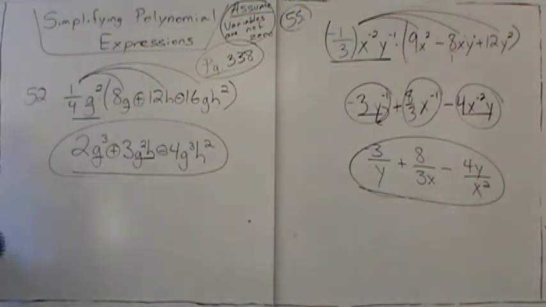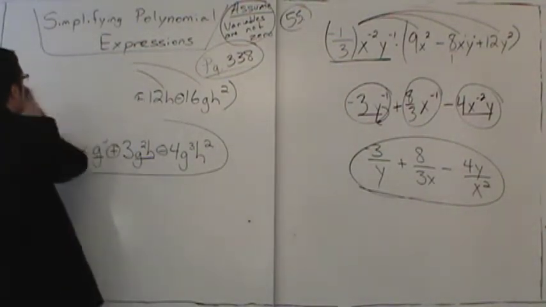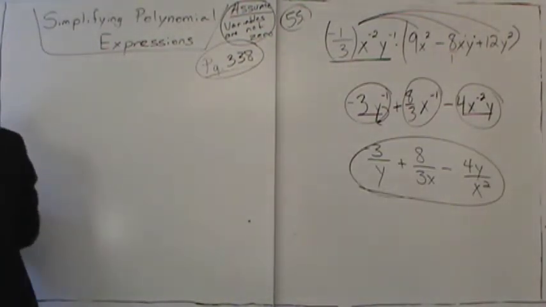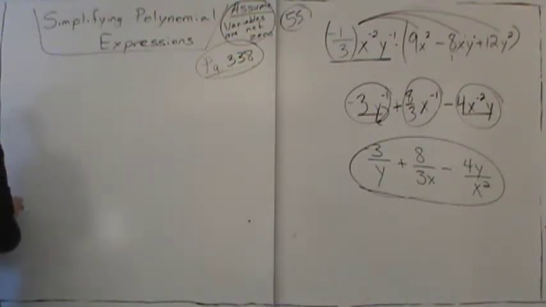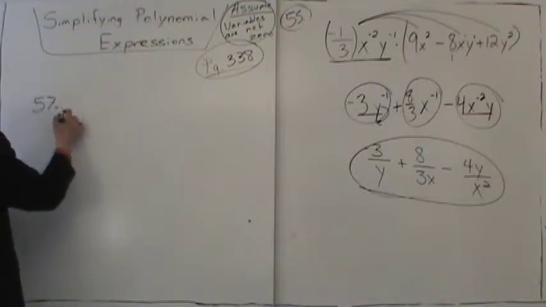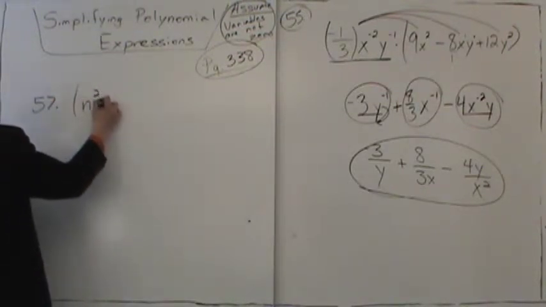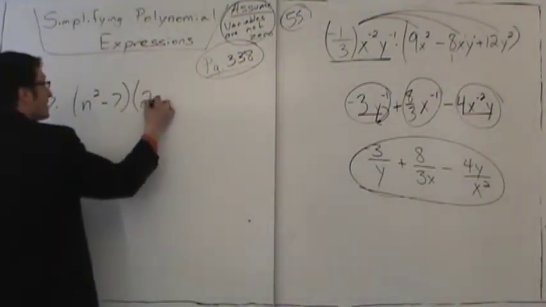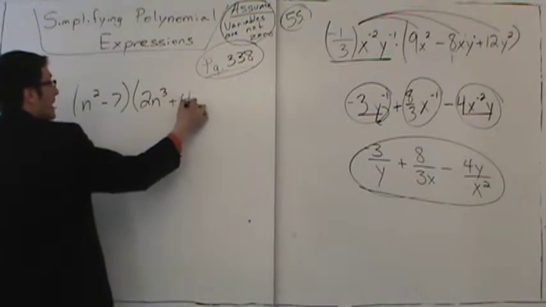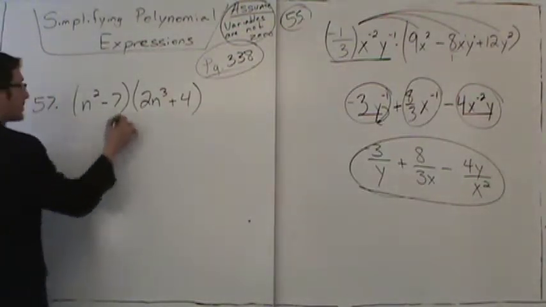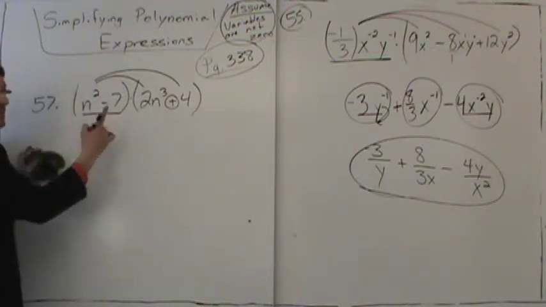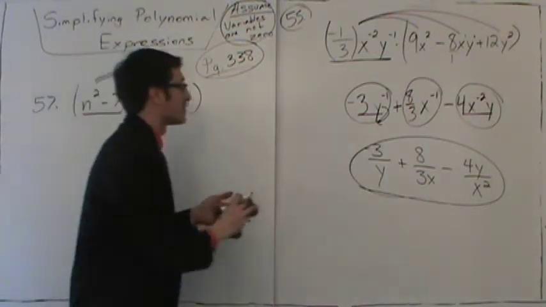A couple more questions and we're done with this video. Let's see. Number 56 in your book. We're going to do 57. Number 57 is quantity n squared minus 7 multiplied by quantity 2n cubed plus 4. Now yesterday, or in the last video, I said when multiplication meets addition, we use what? Distributive property. And you did this. You did, well, let's show an example.